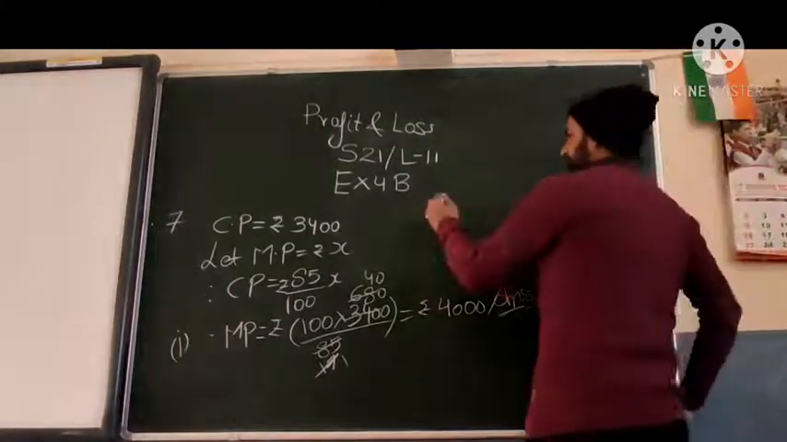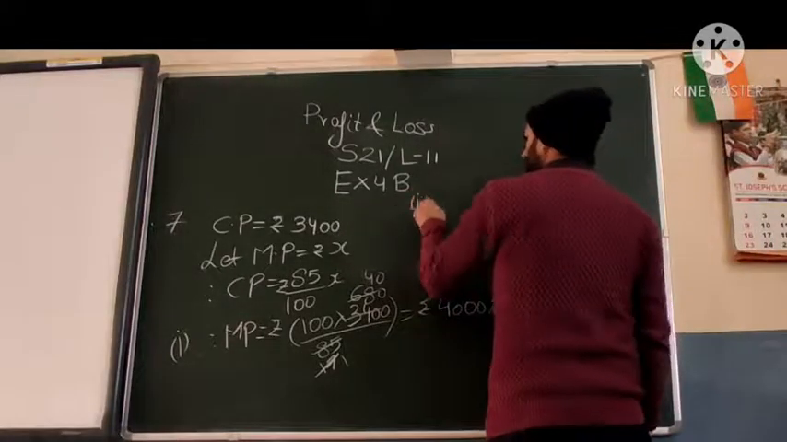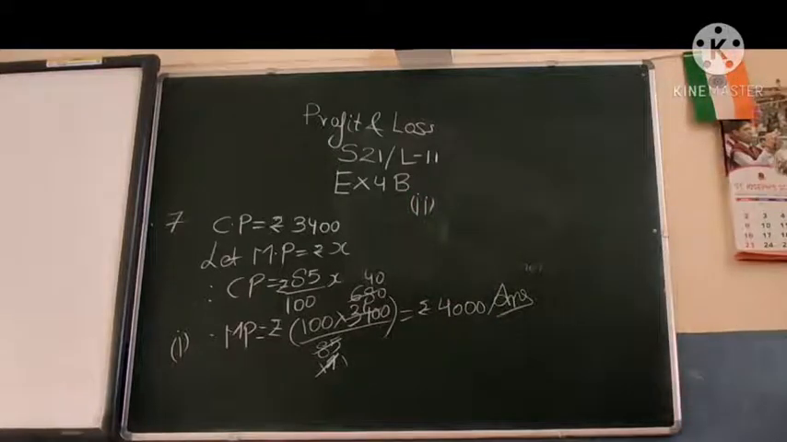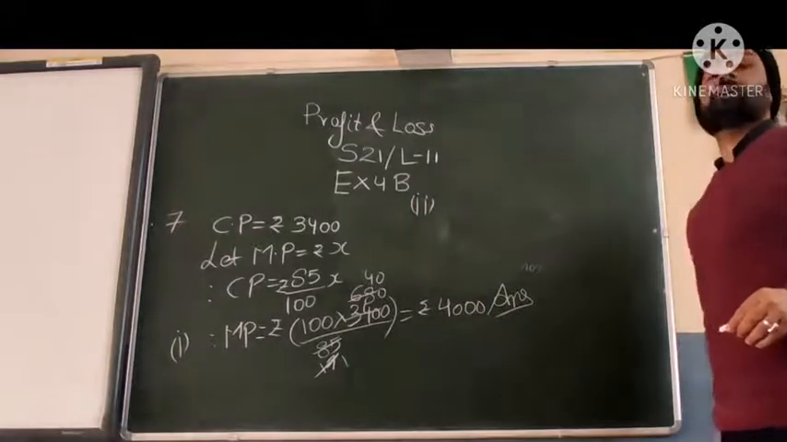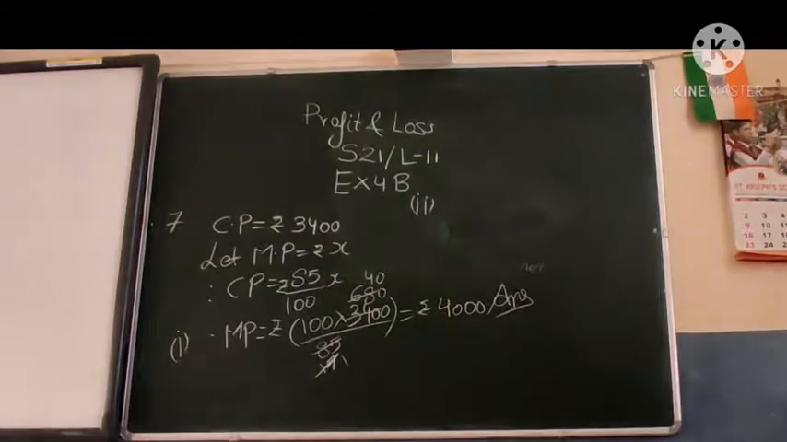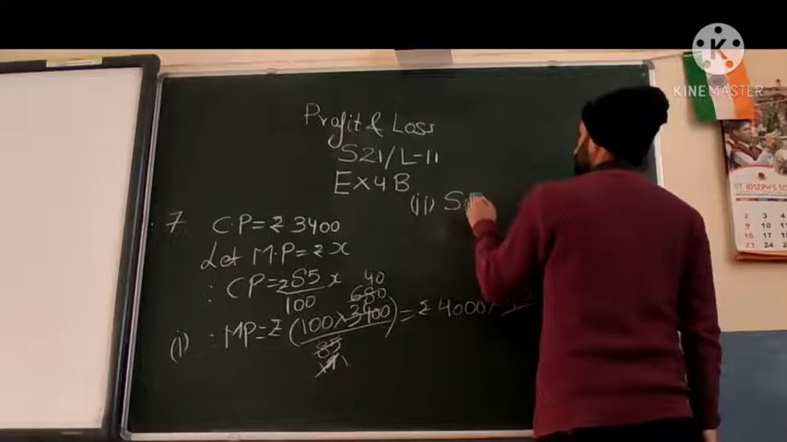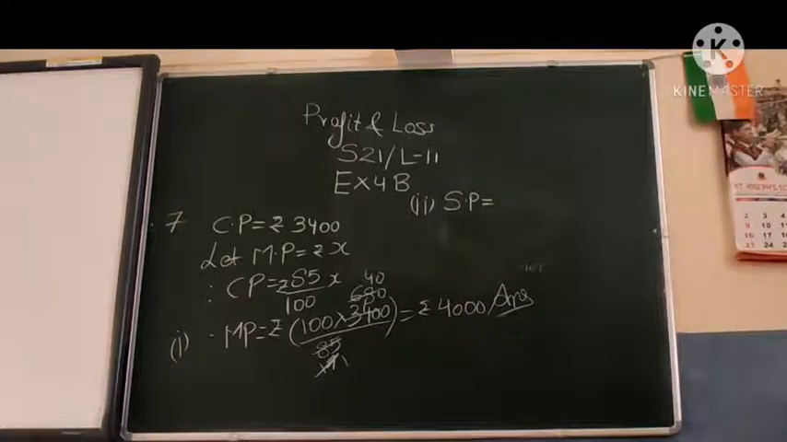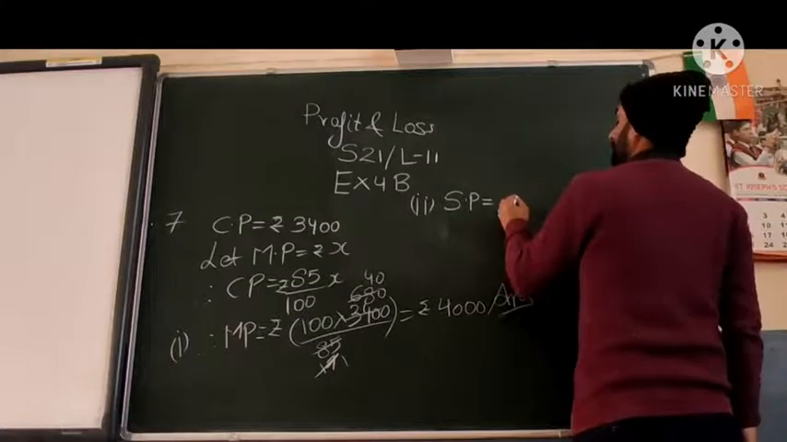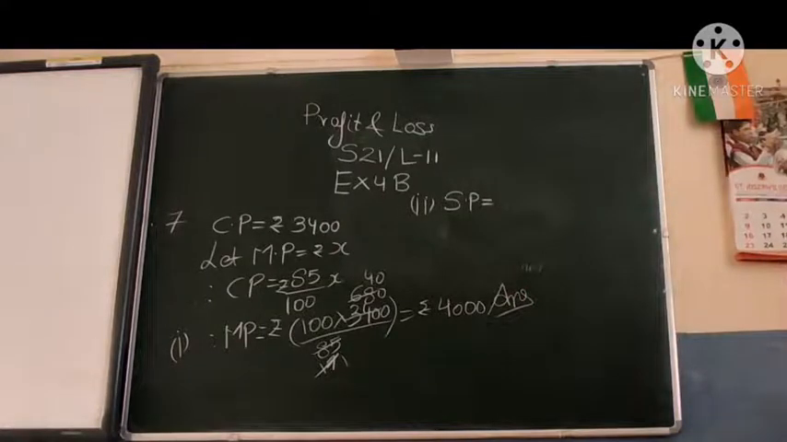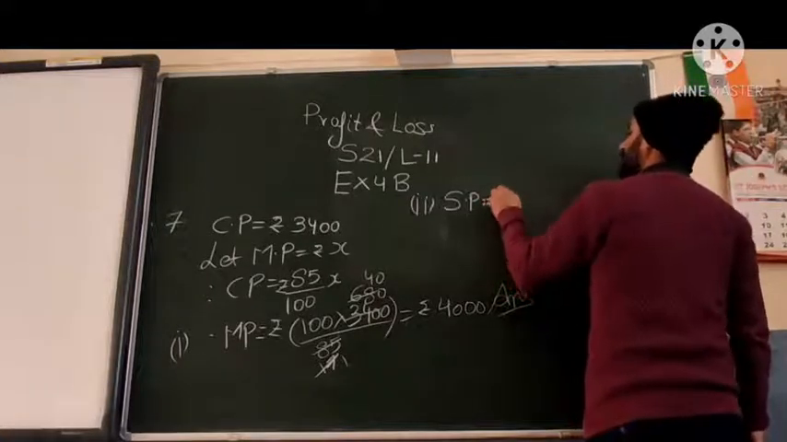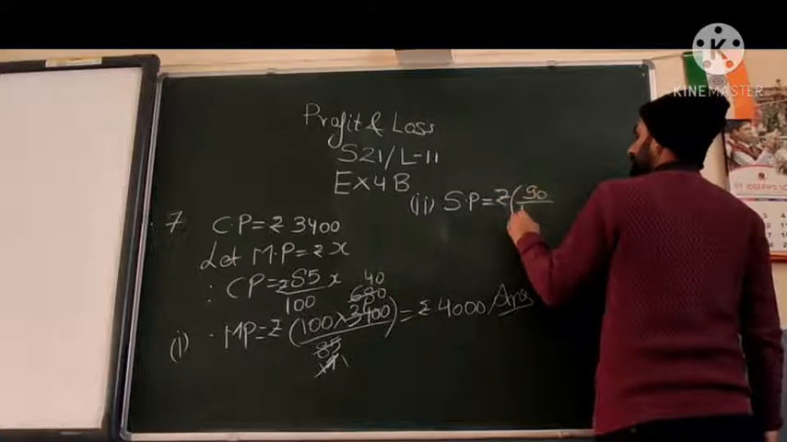Okay. Now second part. Let's solve the second part, which says calculate the selling price. Now, what is the selling price? How much discount is being offered? Discount offered is 10%. So SP is equal to how much? So discount is how much? 10%? Yes, sorry. Discount is 10%. So SP will be only 90% of the market price.